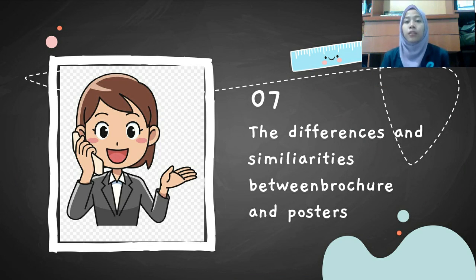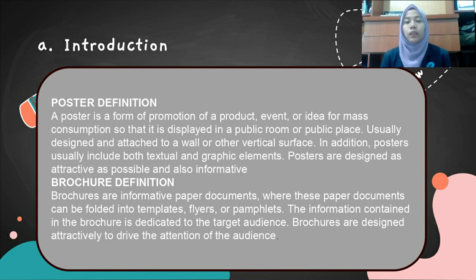The last, about the differences and similarities between brochure and poster. A. Introduction. Poster. Definition. A poster is a form of promotion of a product, event, or idea for mass consumption so that it is displayed in a public room or public place, usually designed and attached to a wall or other vertical surface. In addition, posters usually include both textual and graphic elements. Posters are designed as attractive as possible and also informative.